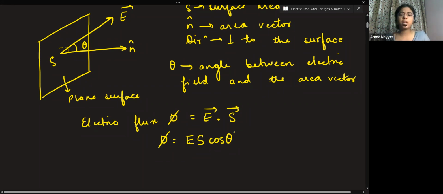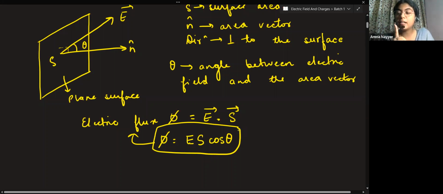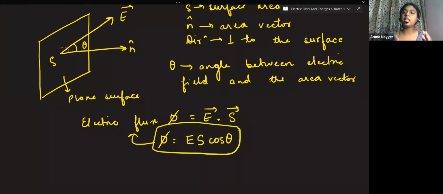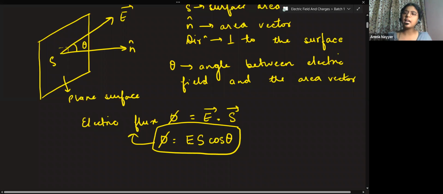Now let me just revise what all quantities are present. Phi is the electric flux. E is the electric field, S is the surface area, theta is the angle the electric field is making with the area vector. If in any question you are given the angle which the electric field is making with the plane surface, then do not consider that angle. Subtract it from 90 degrees and check whatever is this angle. All right, so this is how you will calculate it.